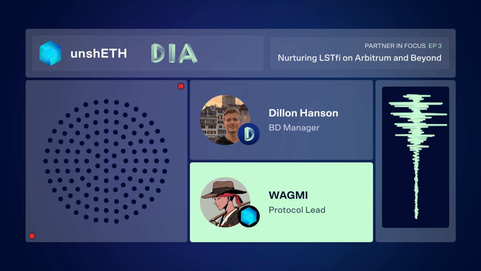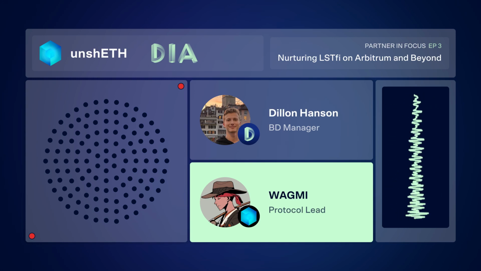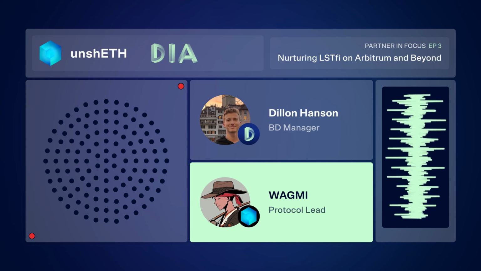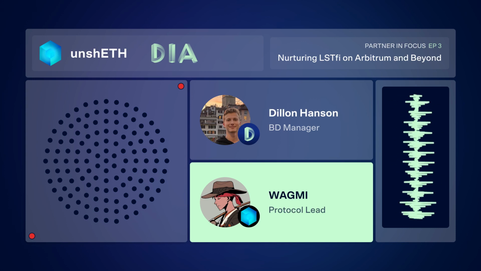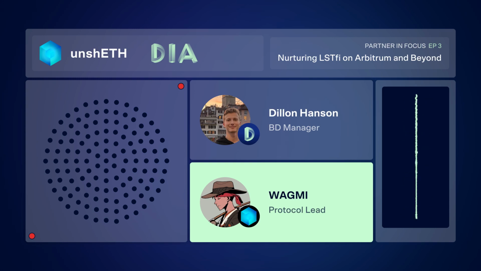We have a new entrant called Swell. So Swell ETH is now part of the Unsheth basket. And then most recently, we added Stader's ETHx. Stader Labs is another OG liquid staking protocol, but they've been active on other chains besides Ethereum. And just last month, they launched their ETH staking product. So we'll be adding them into Unsheth, I think, this week.